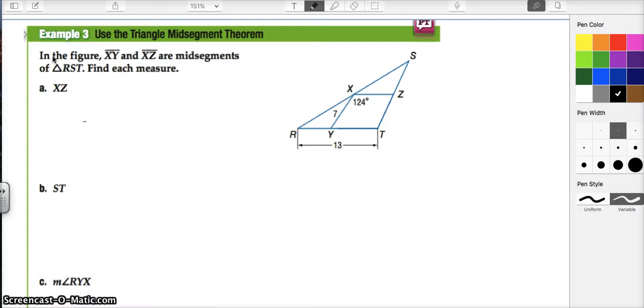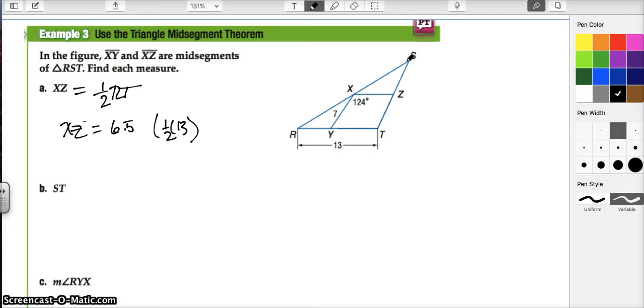So here, in example 3, in the figure, XY and XZ are midsegments of the triangle RST, find the measure. So if we know that XZ, that's what we're looking for now, is a midsegment, the side it's parallel to would be RT, and also it will be half of RT because of the last theorem we just talked about. So XZ must equal 6.5 because that's 1/2 RT, which is 13.